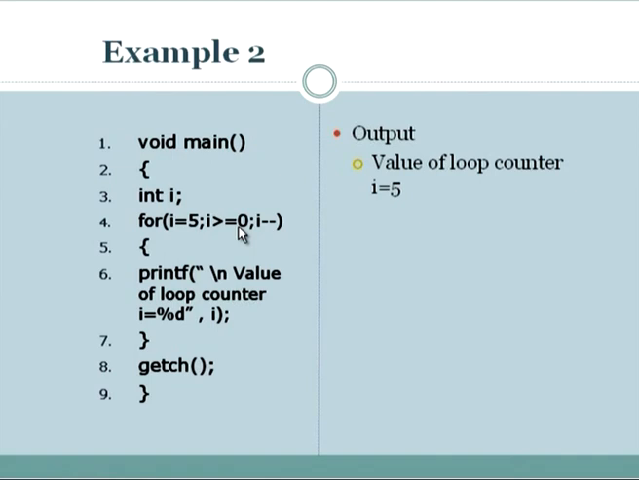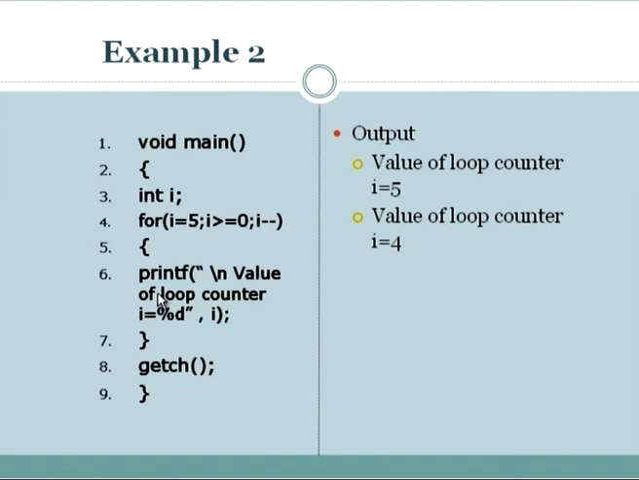The new value of I will become 4. The loop condition will be evaluated. 4 is greater than equals to 0. Yes, the condition is true and thus the current value of I, that is 4, will be displayed on the computer screen.